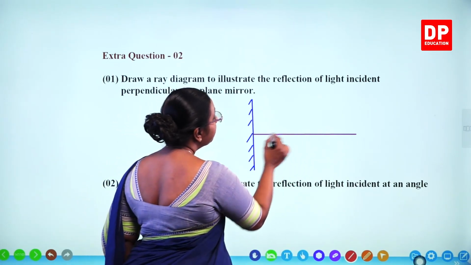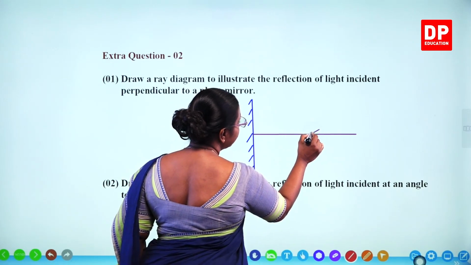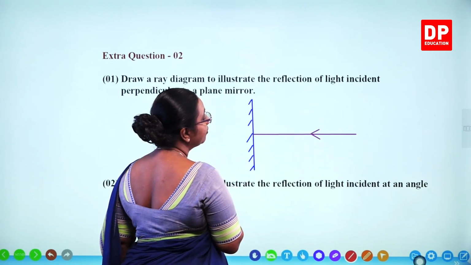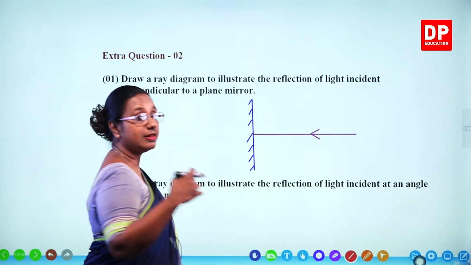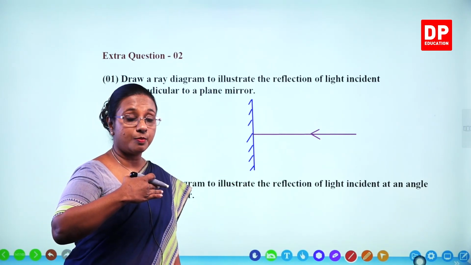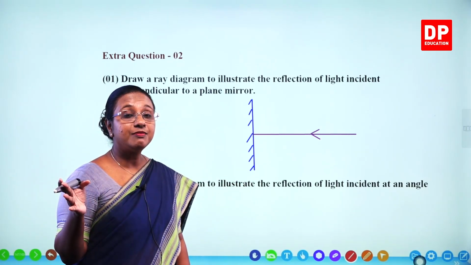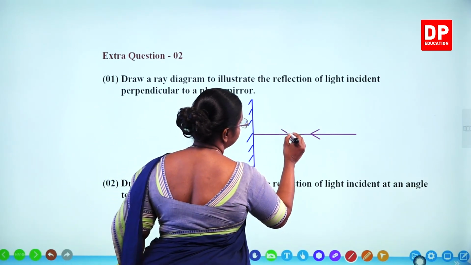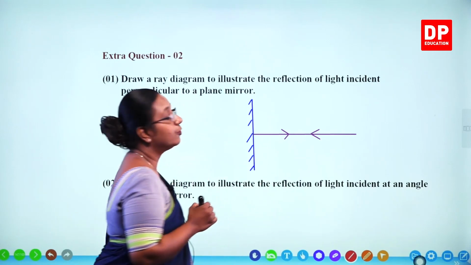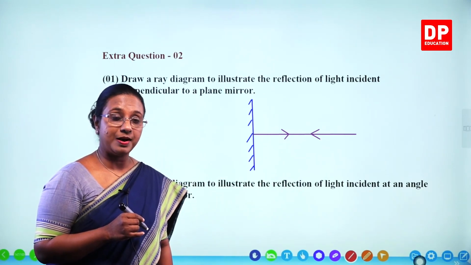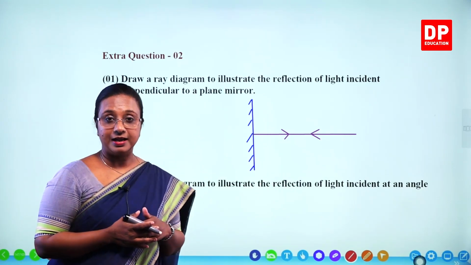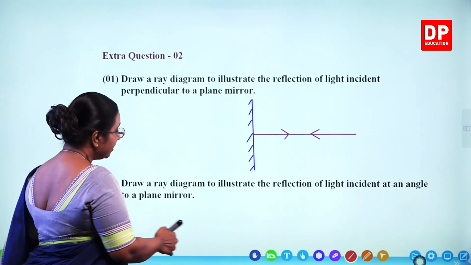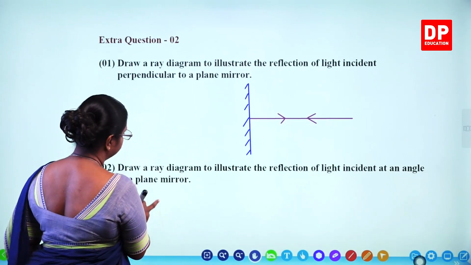So this is perpendicular. So what is coming perpendicular to the plane mirror? That is coming along the normal. So how does it reflect back? In the same path. So here you can see it goes back in the same path. A very simple diagram. Then we have the next one.